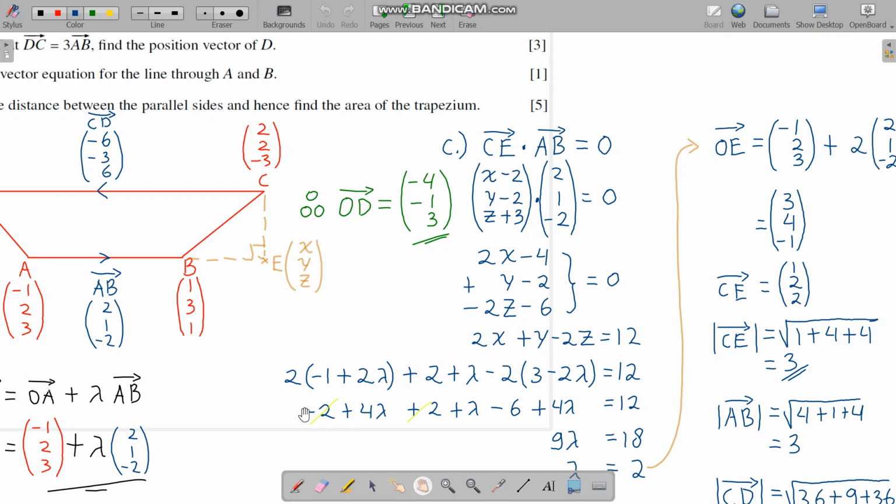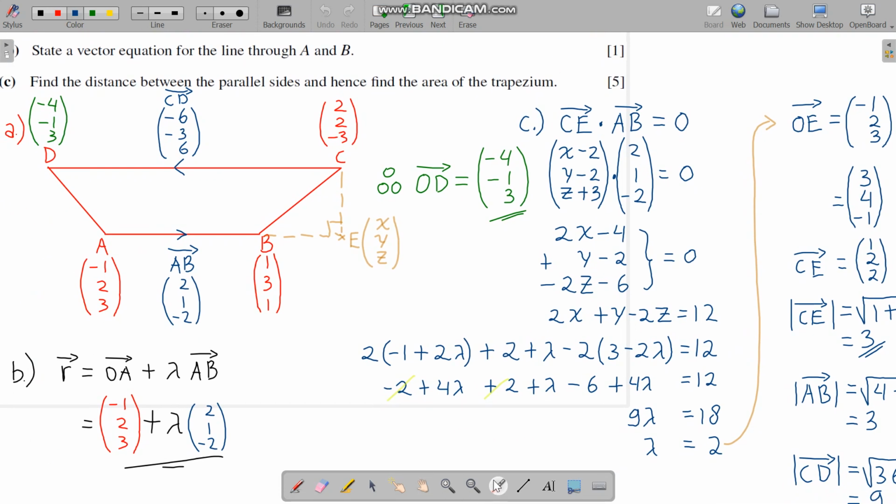And from the line equation here, because this E is on the line through A and B, of course the point E satisfies this equation. So the x can be replaced with minus 1 plus 2 lambda and so on. So x becomes minus 1 plus 2 lambda, the y becomes 2 plus lambda, the z becomes 3 minus 2 lambda. So everything is lambda. So we have a linear equation in one variable. We can find the lambda. You expand, simplify things, cancel out if you can, and we get lambda equals 2.